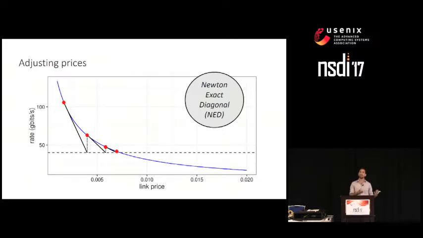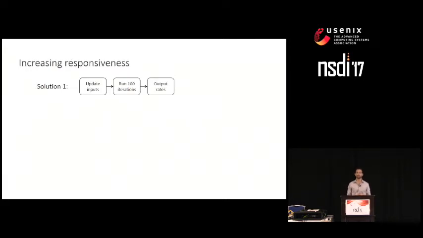So NED allows our optimizer to converge with a smaller number of iterations than other alternatives, but we still weren't satisfied with this. Usually the way to run these iterative optimizers is to set up all the inputs, then run iterations of the optimizer until the outputs converge, let's say 100 iterations, and only then output the result. But this is too slow. Let's say a new flowlet arrives into the system. Now it has to wait for at least 100 iterations before it gets allocated a rate.